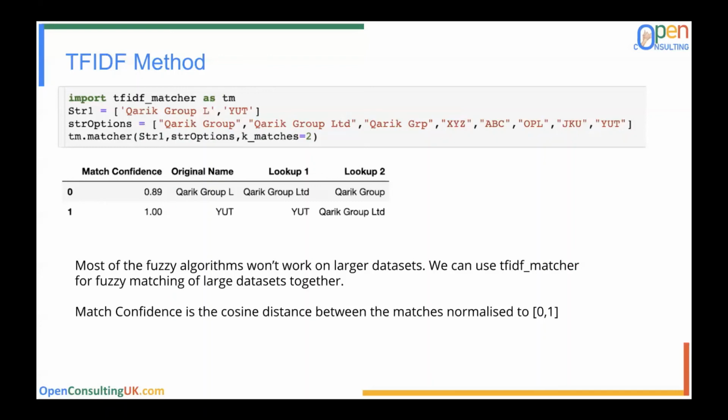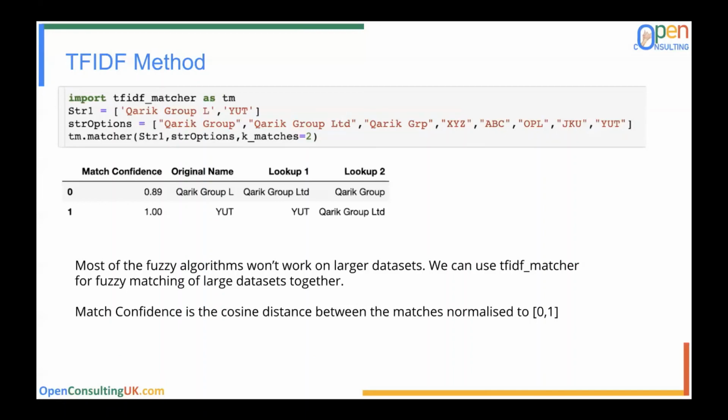In the first line, the match confidence is 0.89. The original name is Carrick Group L, and in the second list we have Carrick Group Limited, so it's almost similar. That's why we are getting 0.89. In the second line, the match confidence is 1, and the original name is YUT. In the second string list, we can see exact YUT is there. That's why we are getting a match confidence of 1.